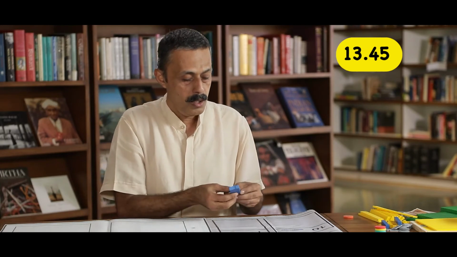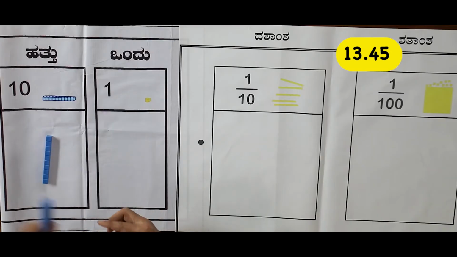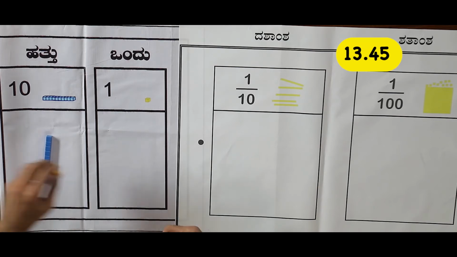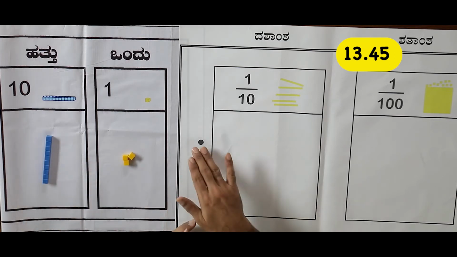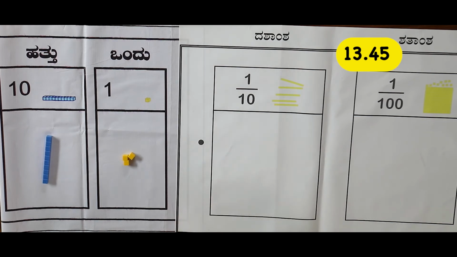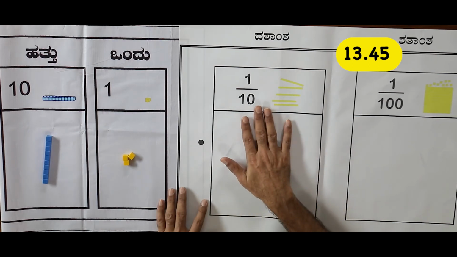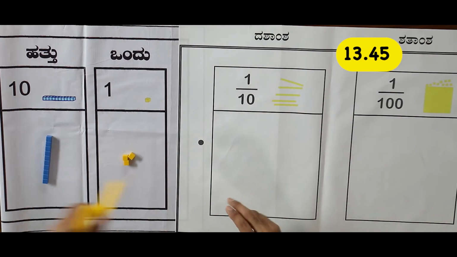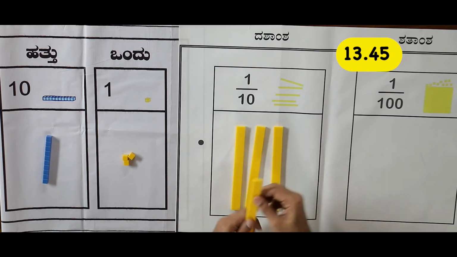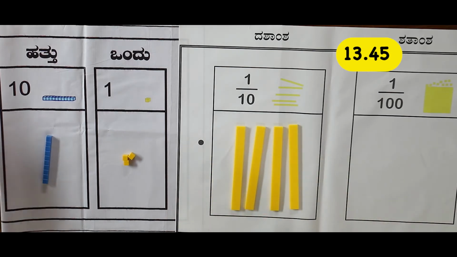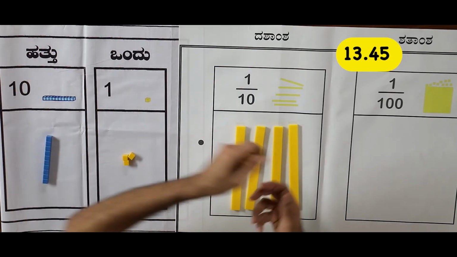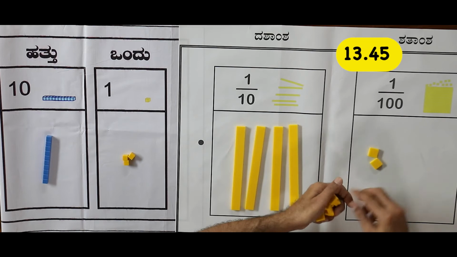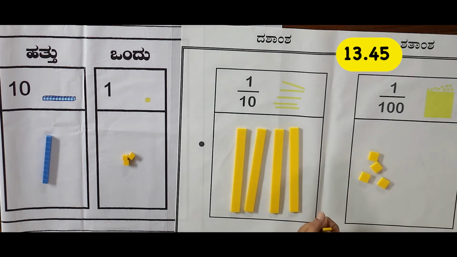13.45. What do we do now? Ask them to use base 10 blocks and show 13. How do we show 13? One blue rod, that is 10. 3 units, point, 4 and 5. 4 in 10 parts. 1, 2, 3, 4 and 5 in hundreds. So that is 1, 2, 3, 4, 5.